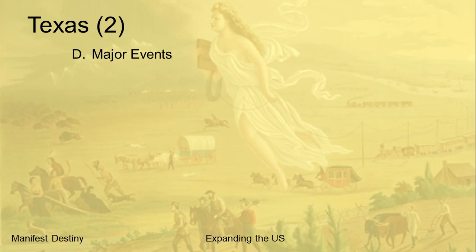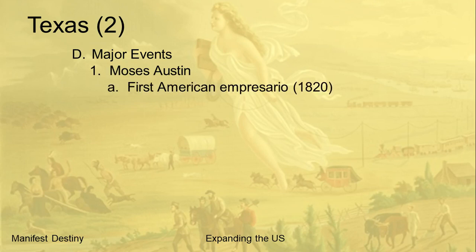Now, some of the big events in Texas history leading up to our focus. Moses Austin became the first American impresario. He got his contract from the Spanish government. He was going to bring in 300 families into Texas from the United States. He thought this was a good plan. He was kind of a land speculator already, and so this was just kind of natural for him. Unfortunately for him, shortly after he gets his grant, he dies.